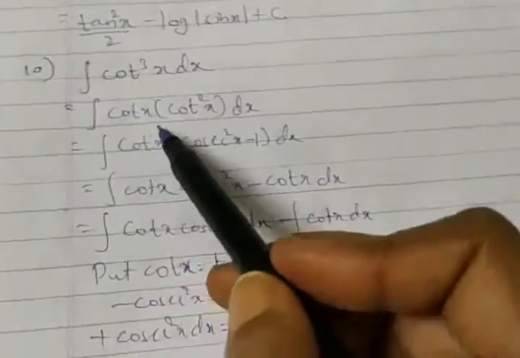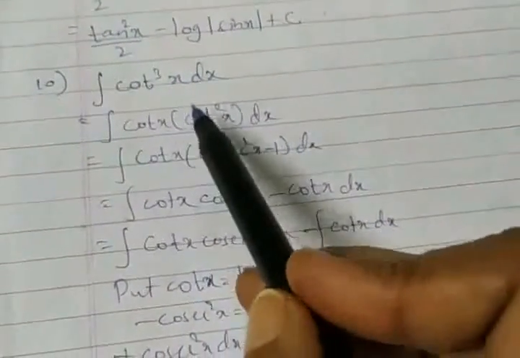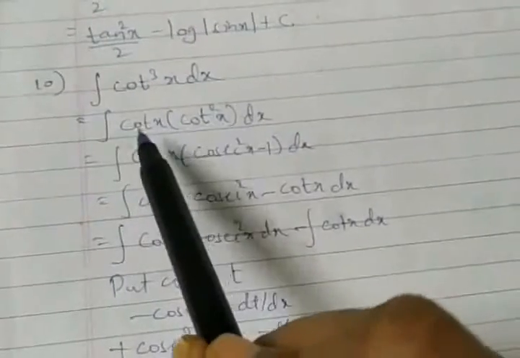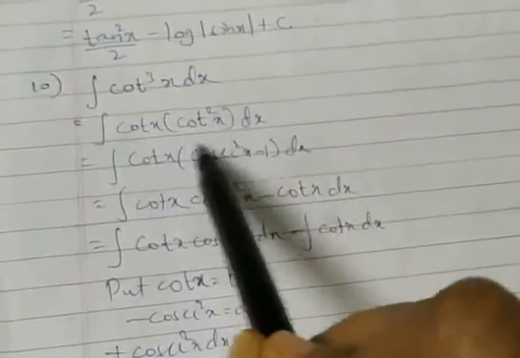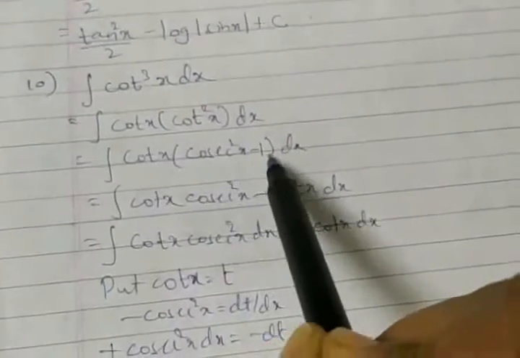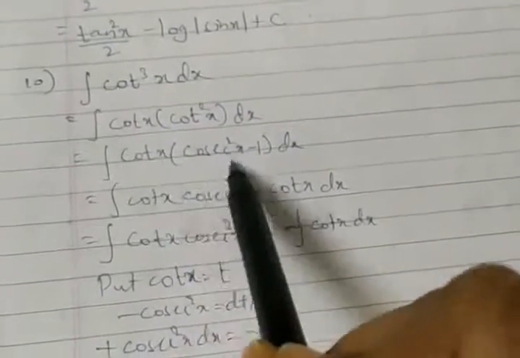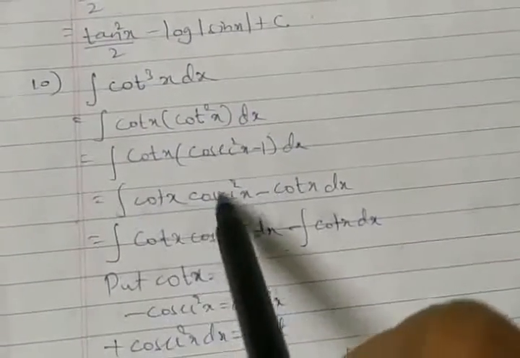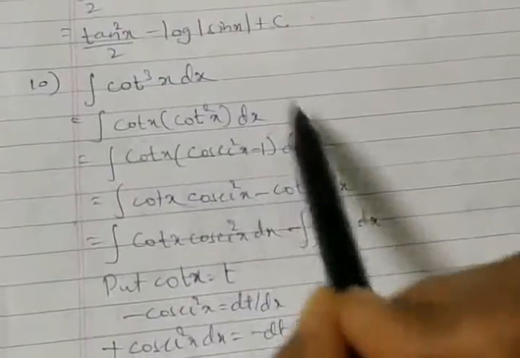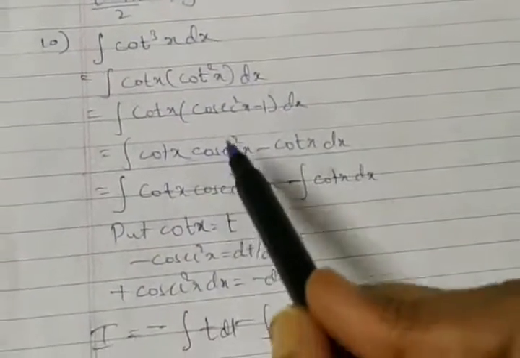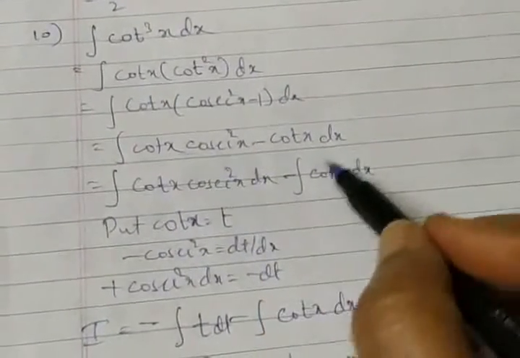So let's move on. Similarly, we can think about cot cube also. Integration of cot cube x is taken as cot x into cot square x. Cot square is taken as cosecant square x minus 1. Then what next? Term by term multiplication, we have integration of cot x into cosecant square x minus integration of cot x with respect to x. Substitution, and this is a standard result.